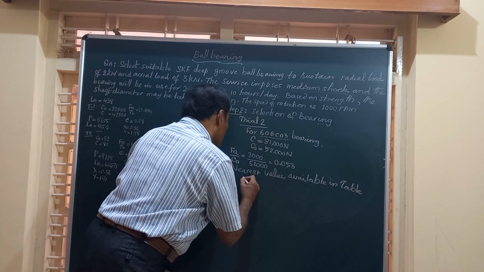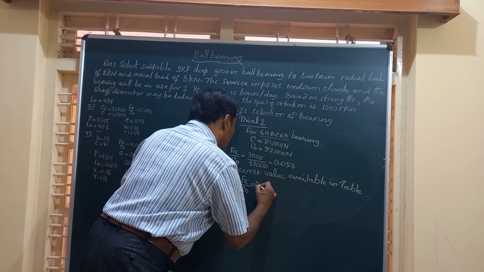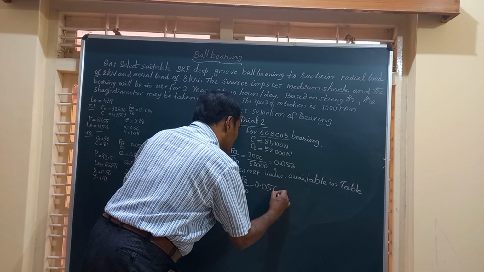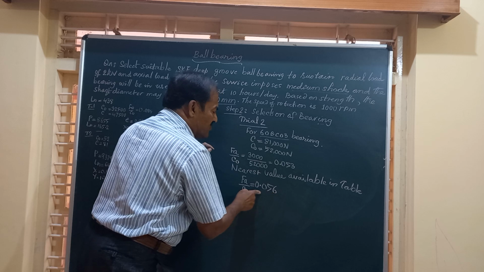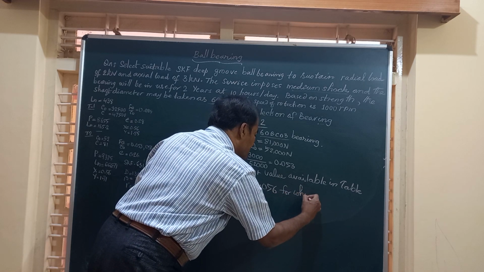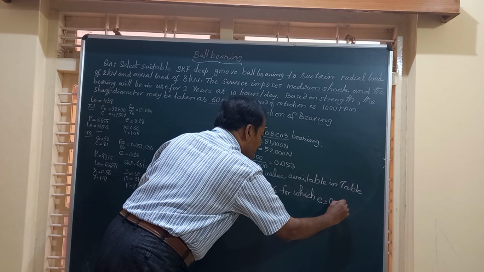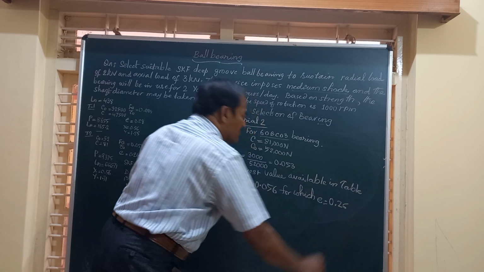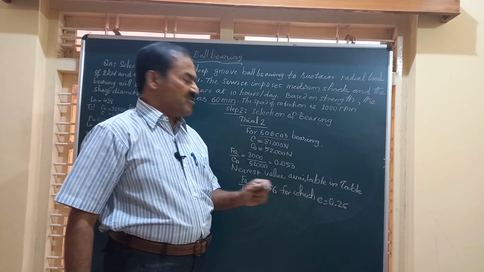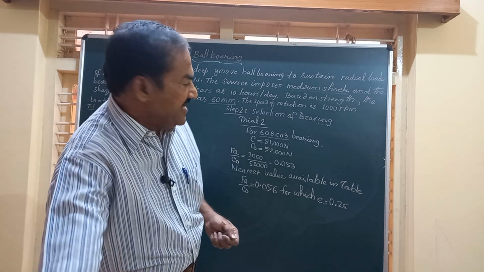Here FA over C naught is equal to 0.056, the nearest value. The difference is too less. For which we have E equal to 0.26, because you have to make a comparison of FA over FR with E to find what is X and Y.